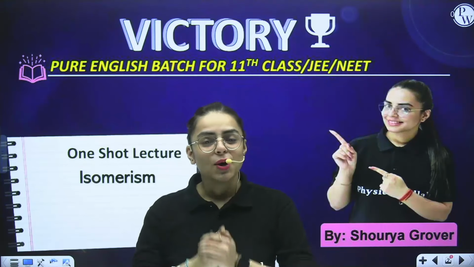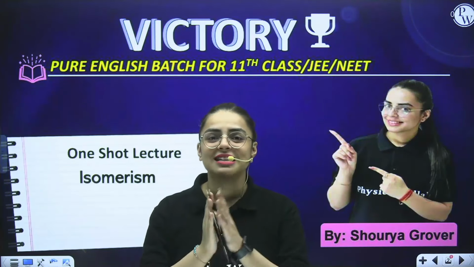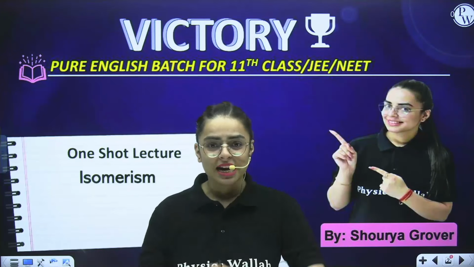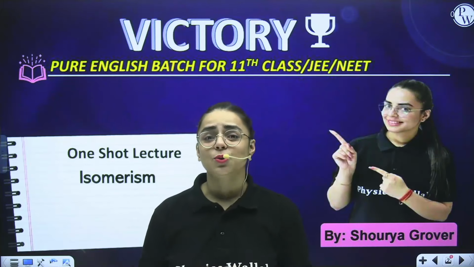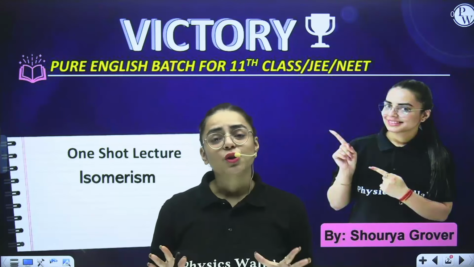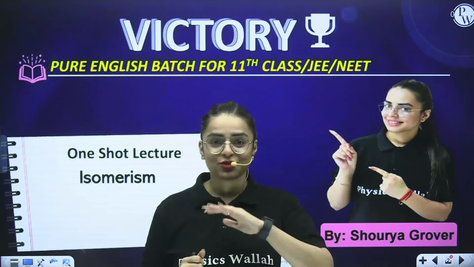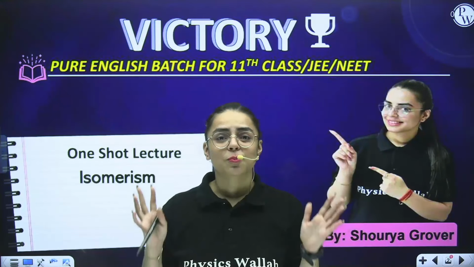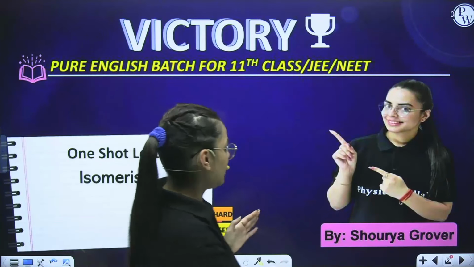So students, hopefully you have covered the previous lecture of organic chemistry, that is IUPAC nomenclature. So today we are proceeding towards our next chapter, isomerism. First of all, students, keep your notebooks in your hand and get ready because we are going to do a lot of topics today which are very interesting. So let us start with our very first segment, that is, what do you mean by isomerism?